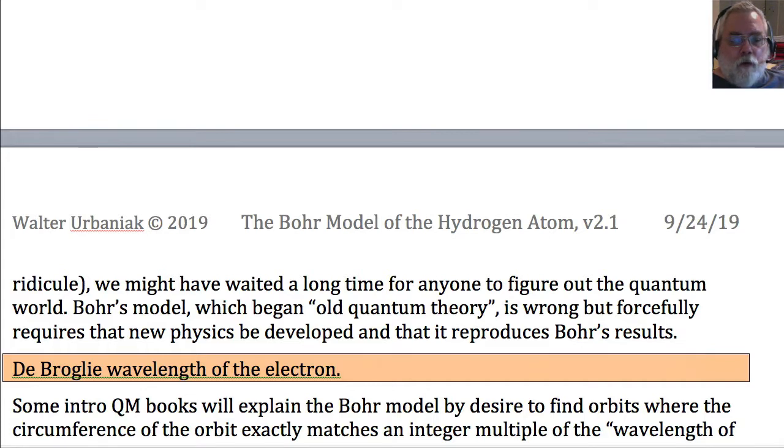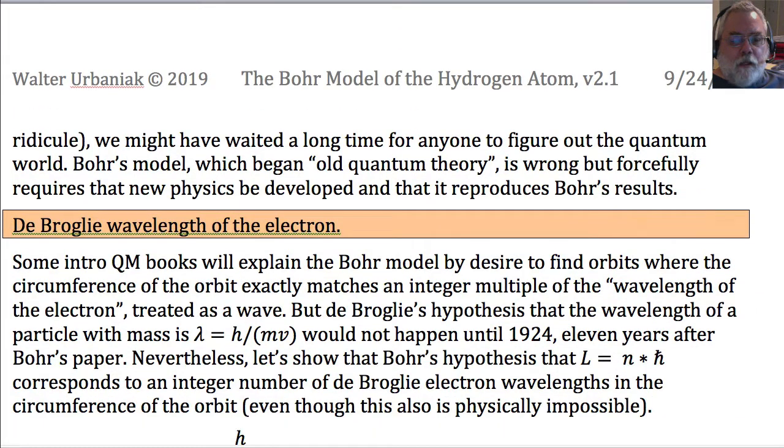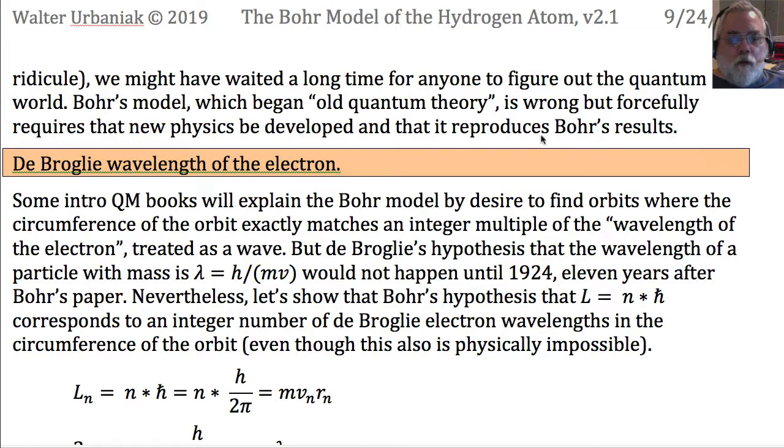The de Broglie wavelength of the electron. Some introductory quantum mechanics books will explain the Bohr model by desire to find orbits where the circumference of the orbit exactly matches an integer multiple of the wavelength of the electron, treated as a wave.